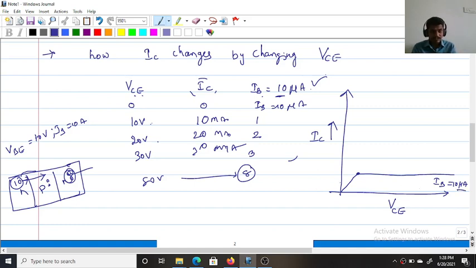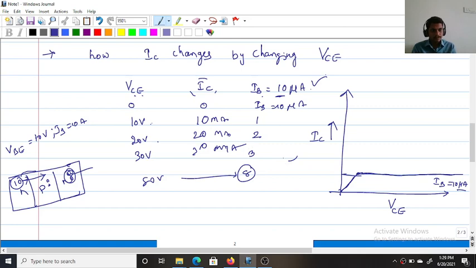Since IB is constant, after collecting all these electrons, the collector current does not change. Initially the collector current increases, but when all the electrons are collected, IC remains constant even though VC changes. Because you are changing VC, but there are no electrons to collect, that is why the collector current remains constant.